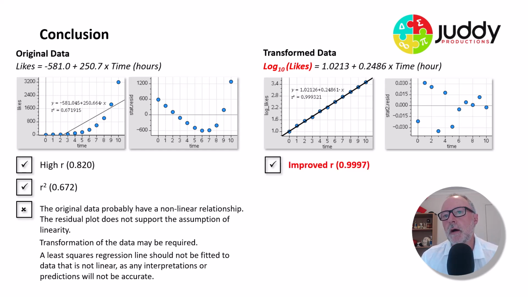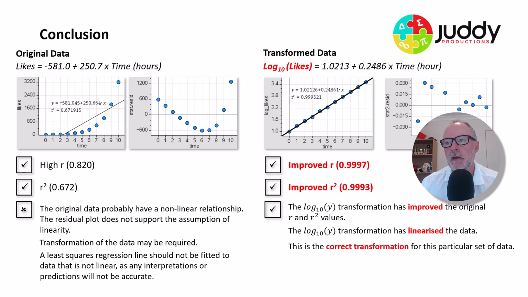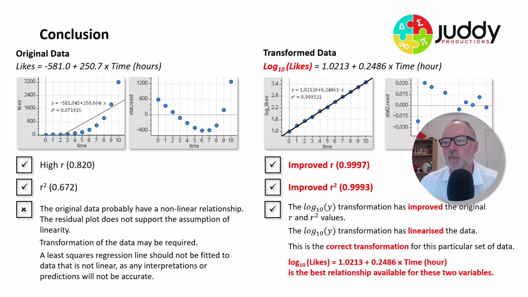So this has improved our R value from an original value of 0.820 to a new value after transformation of 0.9997. It's also improved our R squared from an original value of 0.672 to a new improved value of 0.9993. So the log to the base 10 of y transformation has improved the original R and R squared values. The log to the base 10 y transformation has linearized the data. This is the correct transformation for this particular set of data. So log to the base 10 of the likes equals 1.0213 plus 0.2486 times the time in hours is the best relationship available for these two variables.